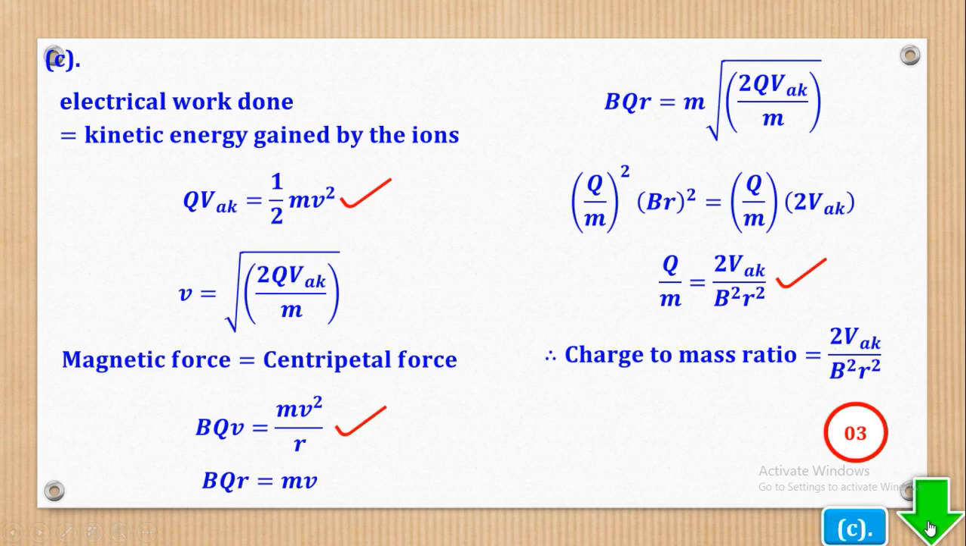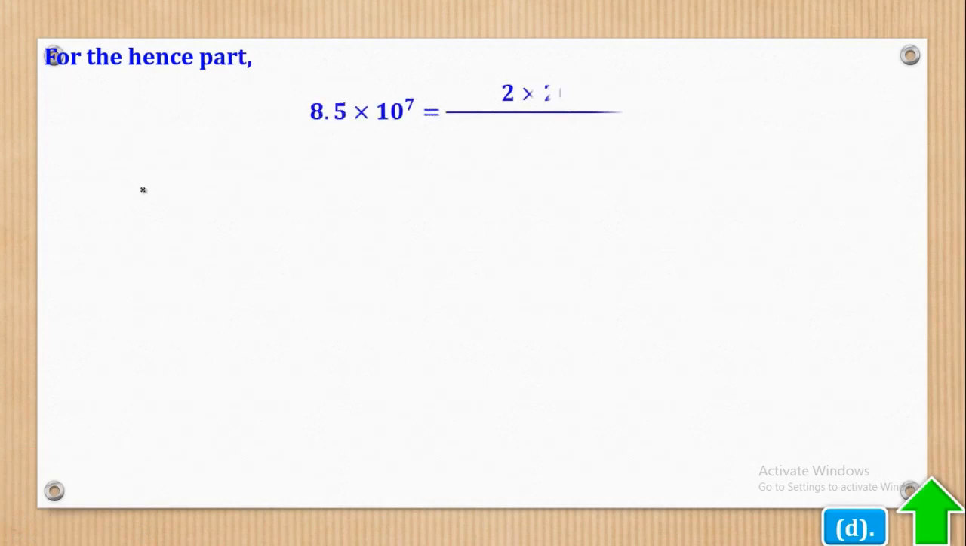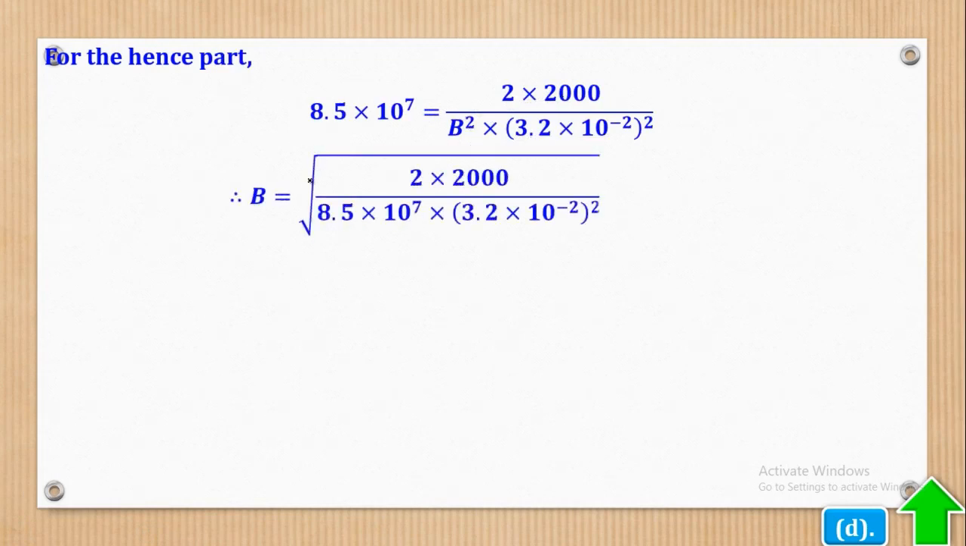So we shall go here and say that for the hence part, we shall come and substitute this, that, and that. So we remain with only B as the only unknown. Therefore I'll make B the subject, and B will be equal to 0.2144 Tesla. So that now we shall go to part D.